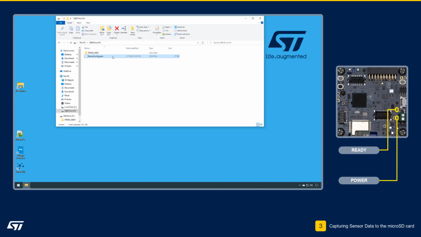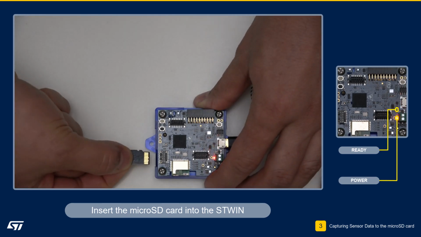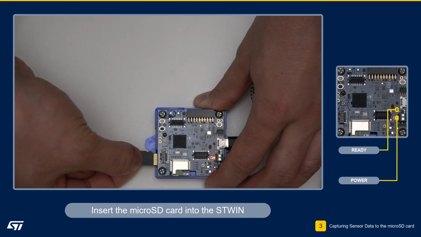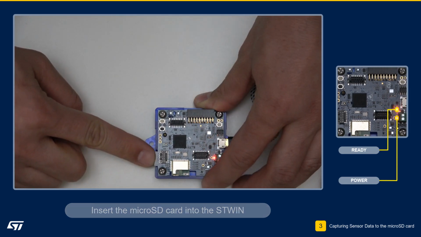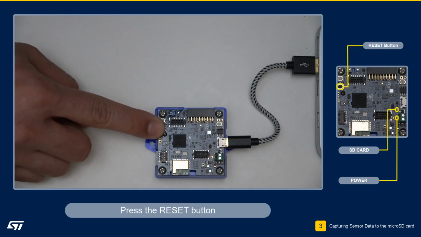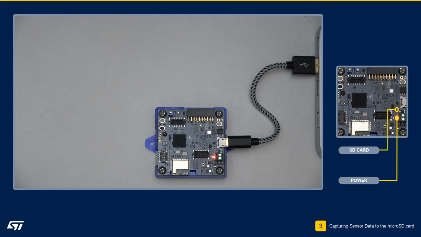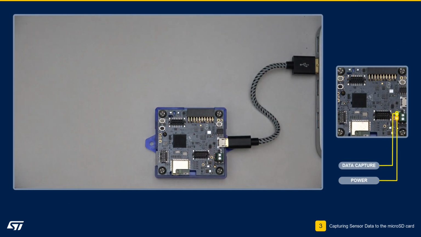Safely eject the microSD card from your PC and insert it into the STWIN board. Press the reset button to clear any configuration info on the device. We will be shaking the STWIN board along the X, Y, and Z axis for 10 seconds each. Press the user button to start another capture process. Start shaking the board for 10 seconds.